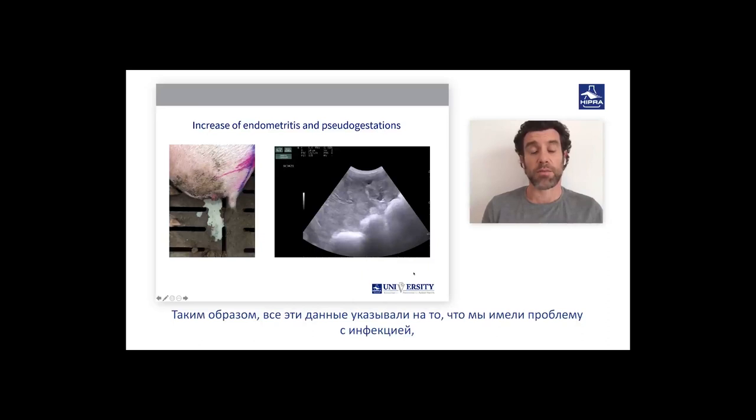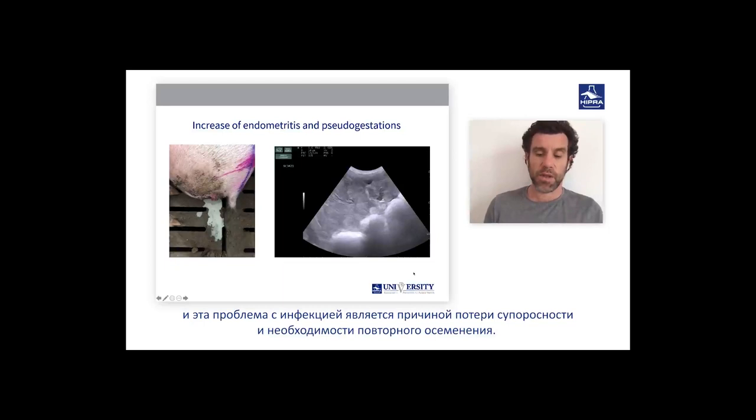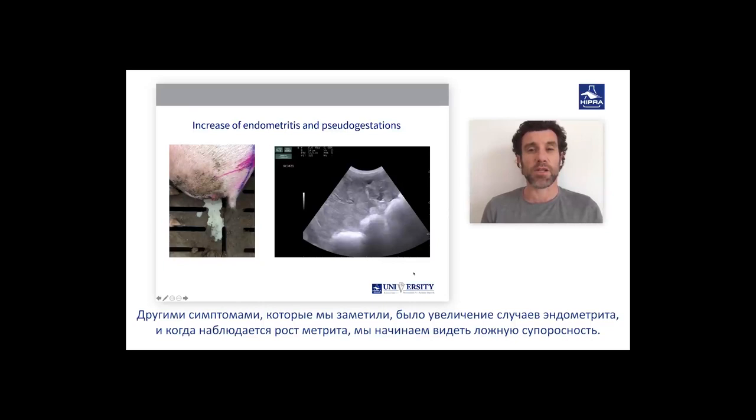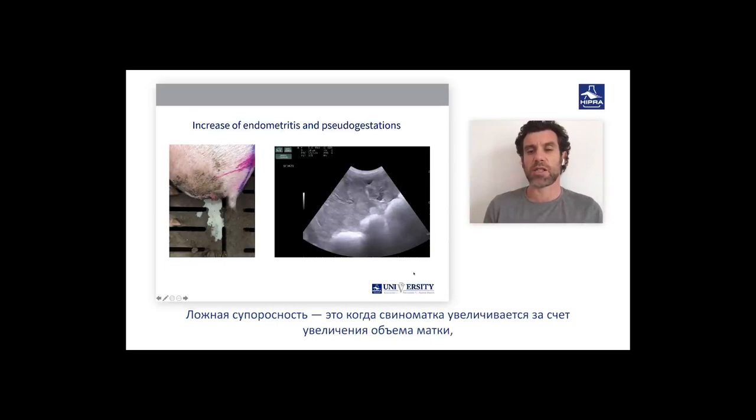So all of this data indicates that we have an infection problem, and this infection problem is the cause of the rebreedings. Other symptoms that we saw on the farm was an increase of metritis, as you can see here in that picture. And when you have an increase of metritis, you begin to see pseudogestations. The pseudogestation is when the uterus volume increases a lot. The corpora lutea are always present on the ovary, and then you never have a follicular phase.